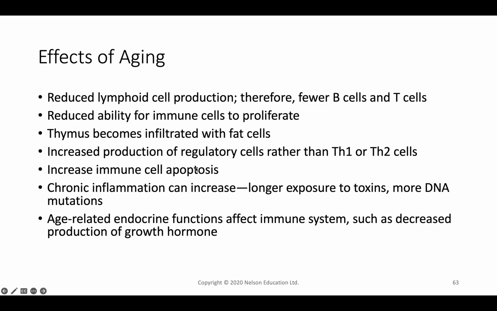We also are going to increase the apoptosis of our immune cells, so they start to die off. We're going to increase the production of regulatory cells as opposed to Th1 and Th2 cells. So these are T cells that are responsible for the immune response. And eventually we can enter into chronic inflammation. So if we end up with areas that are constantly under inflammatory stress, that can cause exposure to toxins and DNA mutations. Our endocrine functions are also going to affect our immune system. As we get older, our endocrine system can start to decline. And so if we're producing less growth hormone, et cetera, that can also cause our immune system to start failing.